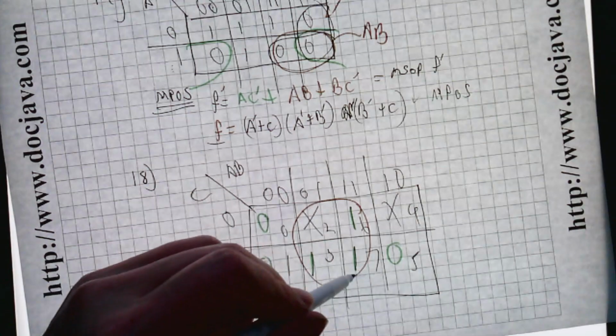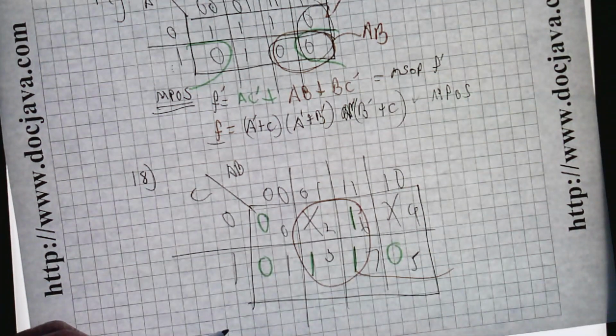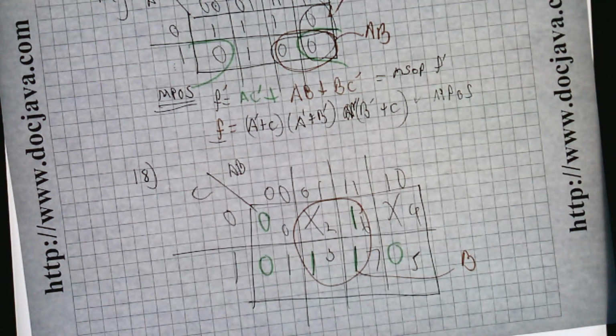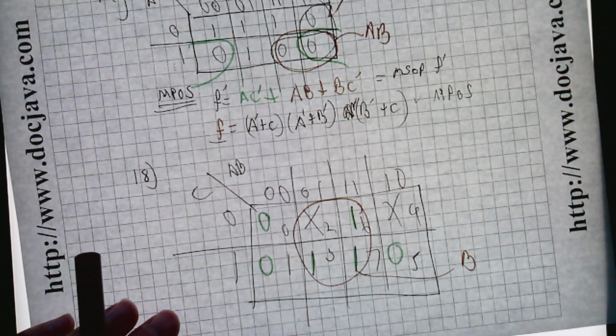Okay. And then what do we call this brown loop in here? That's it. And that's how you loop with the don't cares. And so the minimal form on this one is B. And that is the answer to 18.